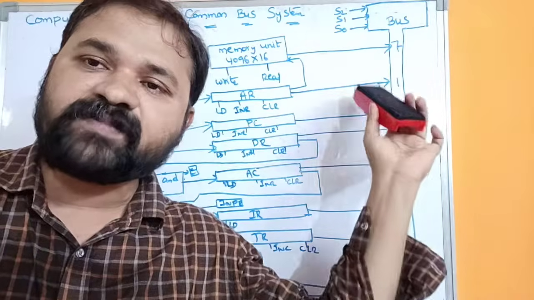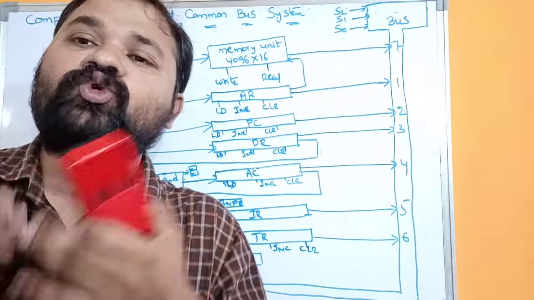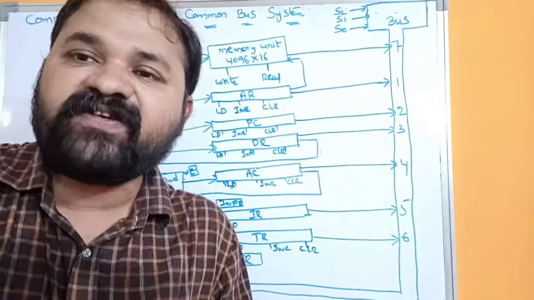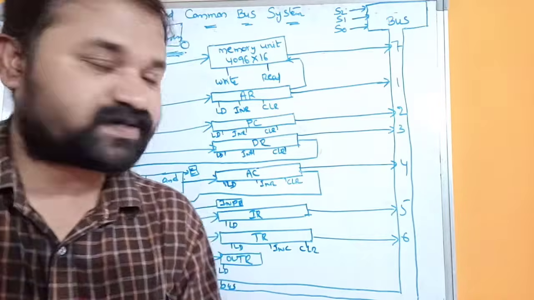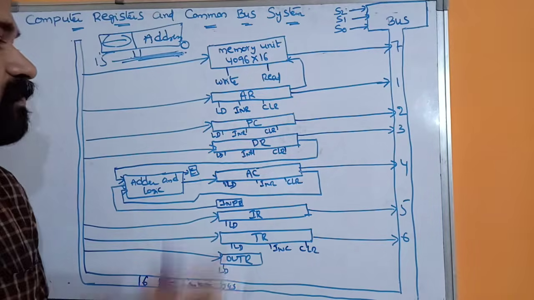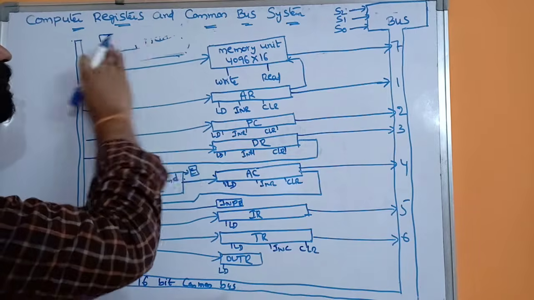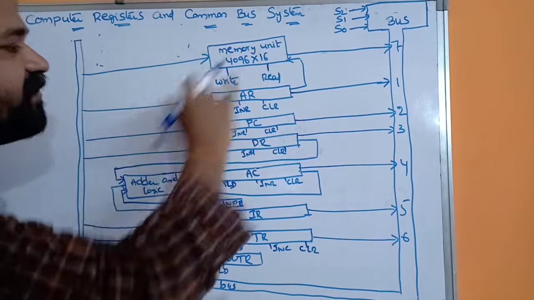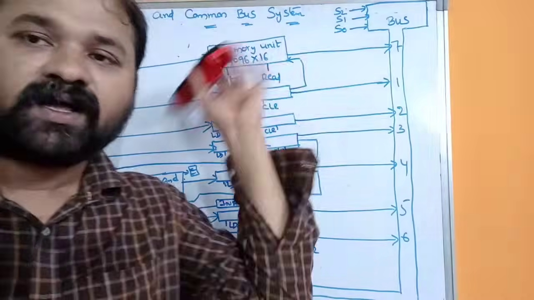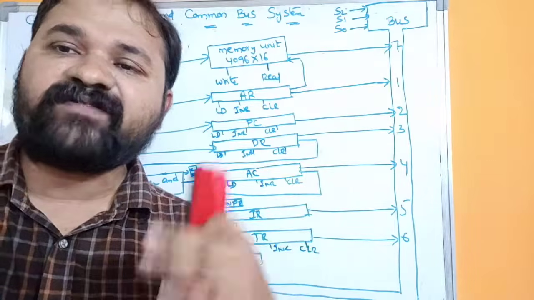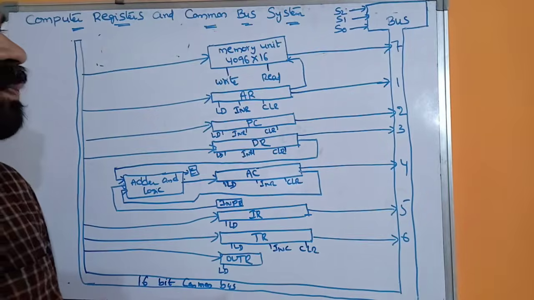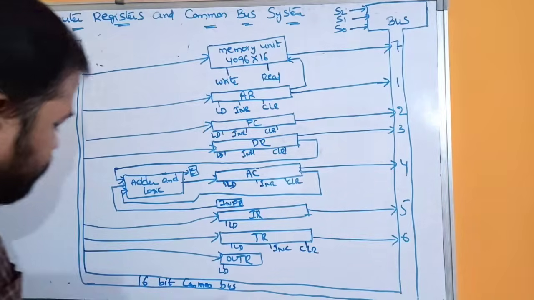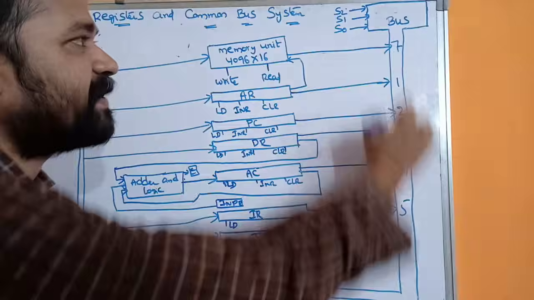So the common bus system is mainly useful in order to transfer data between registers, and data between register and memory. Now let us take this diagram. Here, with the help of the common bus system, we are transferring data between the registers, and data between register and memory. Okay, so let us analyze this diagram. This is nothing but the bus. These lines are nothing but the bus.